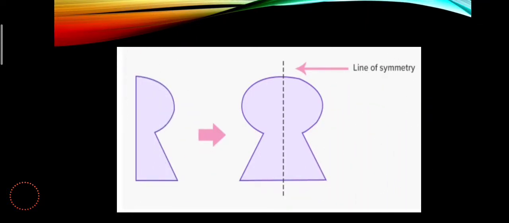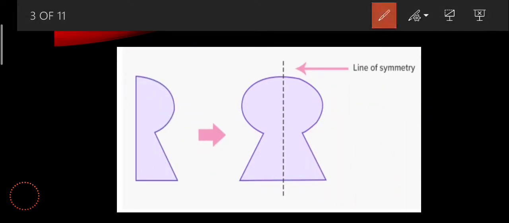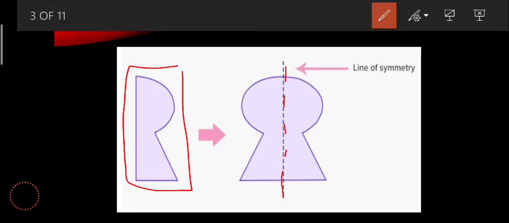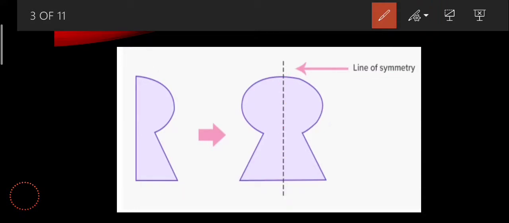Now let us begin with folding a paper and cutting it into a desired shape R, as it has been described here. So when it is unfolded, there appears a folded line here. This folded line, which is drawn with the help of a broken line, is actually the axis of symmetry.